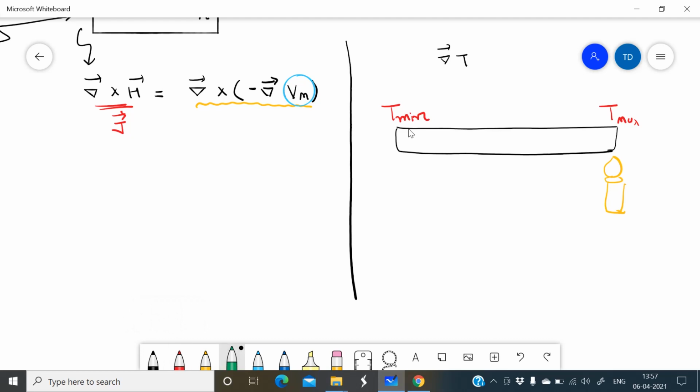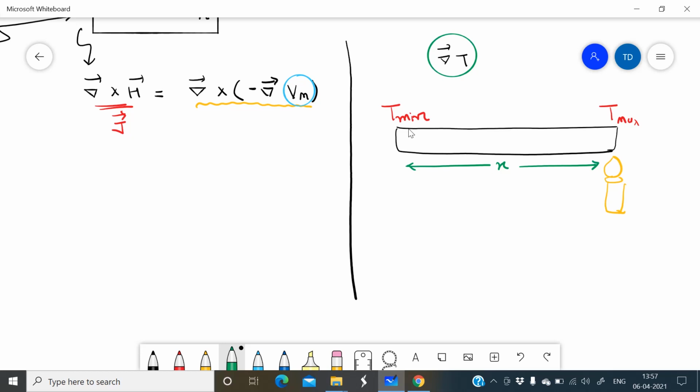Okay, that means the temperature is changed with respect to space, or with respect to distance. The temperature is changed. So it is indicated by which operation? Gradient operation. How much amount of the temperature is changed with respect to this distance? It is indicated by the gradient operation. Clear? So it is a gradient operation.